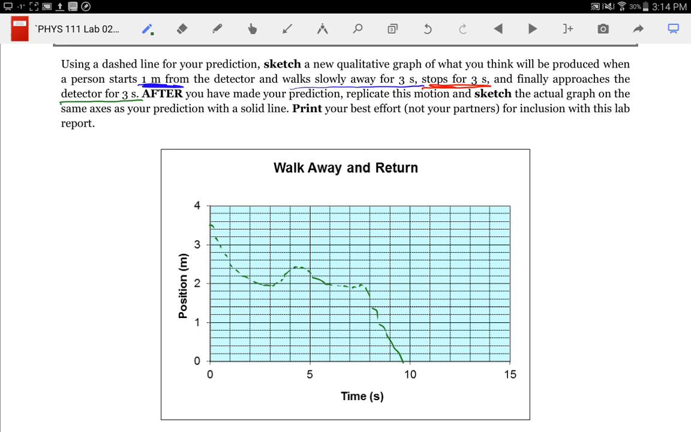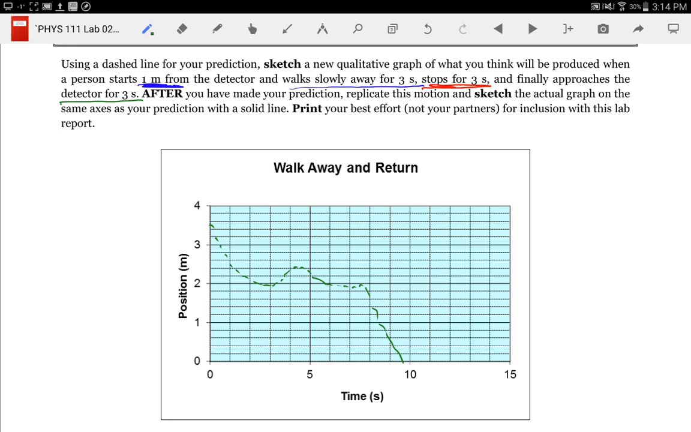So you start there 1 meter away. It doesn't have to be exactly 1 meter, but about a meter away. Walk backward slowly for 3 seconds. Stop for 3 seconds. Walk forward slowly for 3 seconds. Your partner can tell you, stop, go, right?